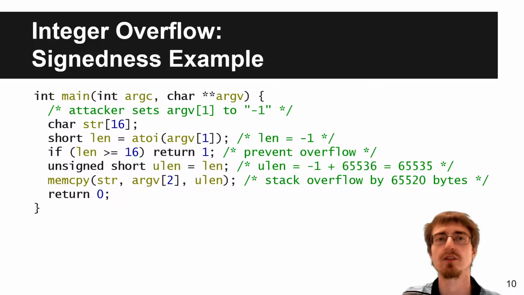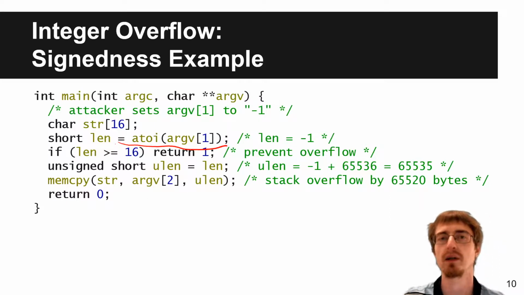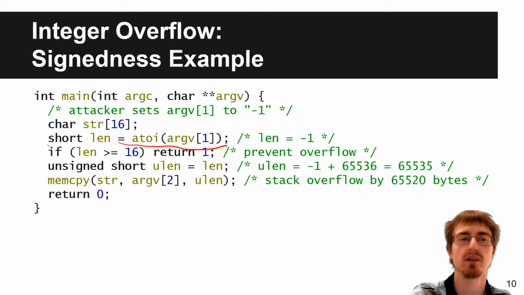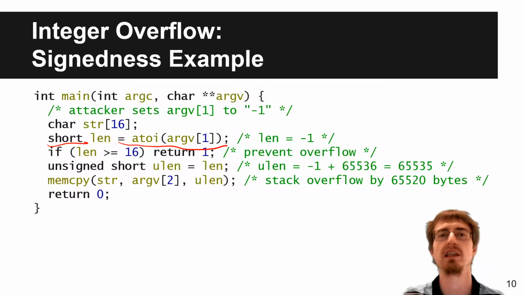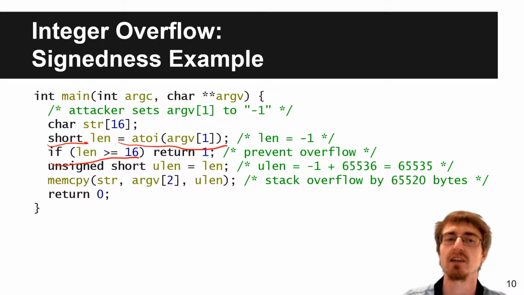This example shows the final class of integer overflows, namely those based on signedness. Now in this case, we parse a number that's input by the user and put it in a short. Now, if you're familiar with C, you should know that the short by default is signed. So this is a signed integer of 16 bits. Well, next we perform a check. We make sure that the length is actually not too large, because we only have 16 bytes available in the string.